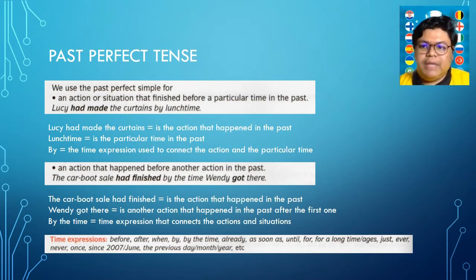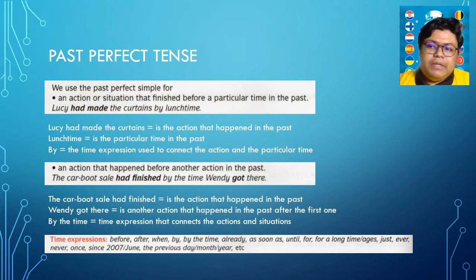So Lucy had made the curtains is the action that happened in the past. Okay, that is the action. Lunchtime is the particular time in the past. Okay, the word by is the time expression used to connect the action and the particular time. Okay, that is one of the usages of past perfect simple.